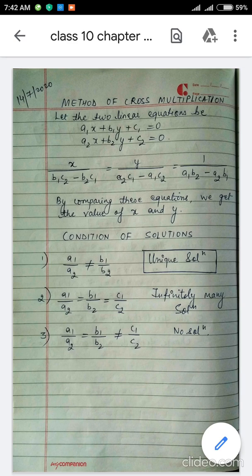Further, if a1 upon a2 = b1 upon b2 = c1 upon c2, this condition is of infinitely many solutions. There are lots of solutions, we cannot count them. Further, if a1 upon a2 = b1 upon b2 but not equal to c1 upon c2, this is the condition of no solution, or we can say that the lines are parallel. They never meet each other and there is no solution.